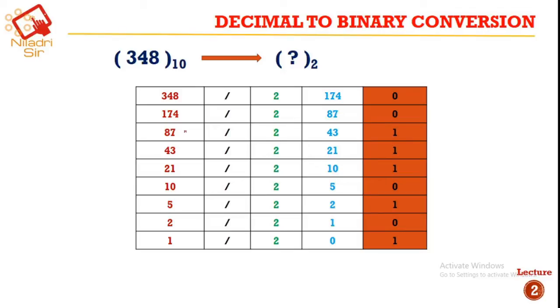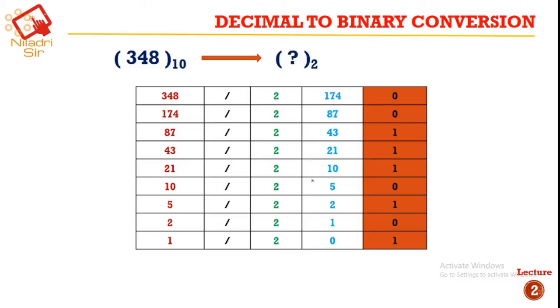Again we will divide 87 by 2. It will be 43 and 1 will be the remainder, and this 43 will come to this side and we will again divide 43 by 2. So it will be 21 and the remainder will be 1, and 21 will again come here.